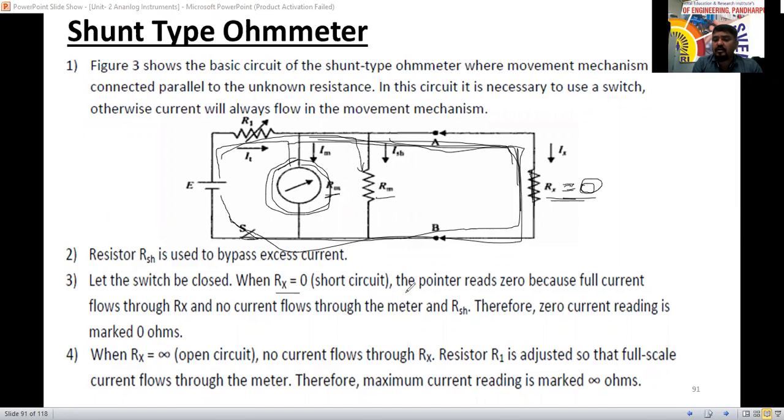Now the pointer reads 0 because full current flows through the Rx only. No current flows through the meter and RSH. There is opposition, which means current will not flow there. There is no opposition at all here, so all the current will flow here only.